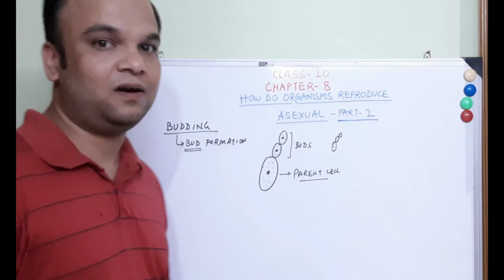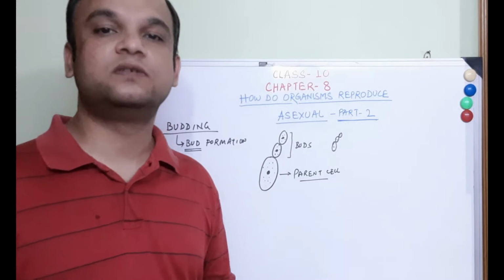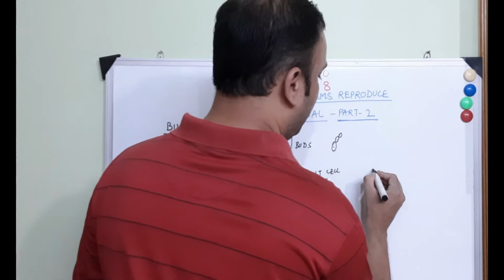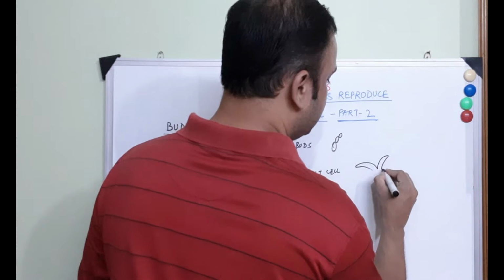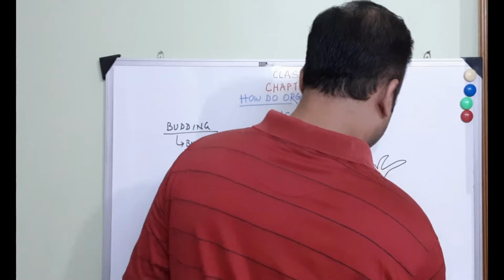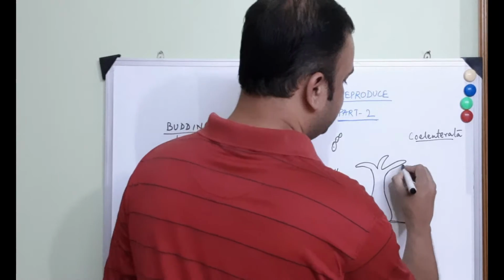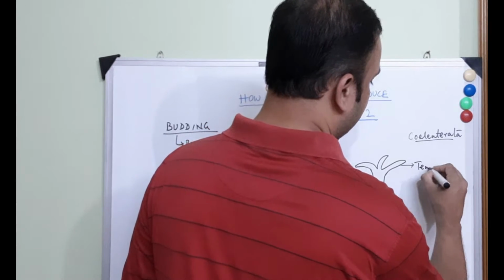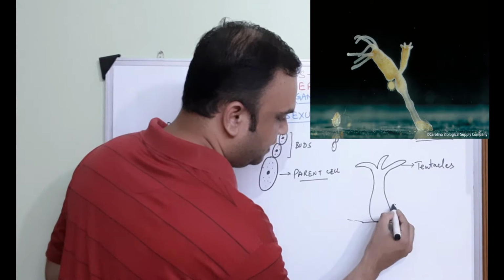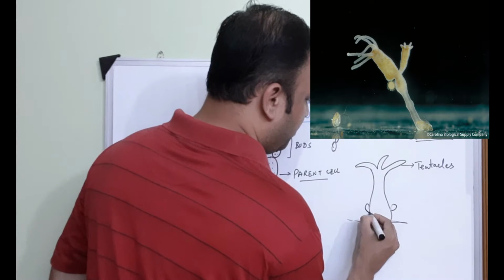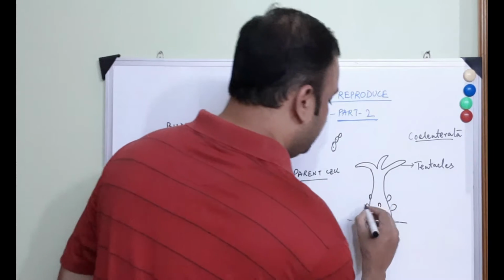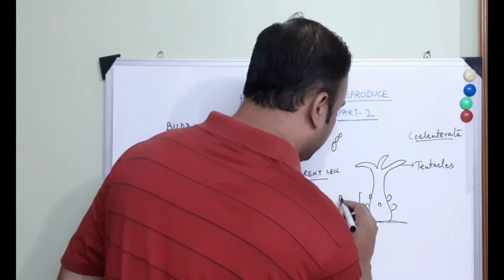But not only unicellular organisms, multicellular organisms also show bud formation, and one such example is seen in Hydra. Hydra is a kind of aquatic animal. It is an invertebrate and it falls under Coelenterata. These are the tentacles of the Hydra. This is the body of the Hydra, and from this lower body portion you will find many outgrowths. These outgrowths are called buds.